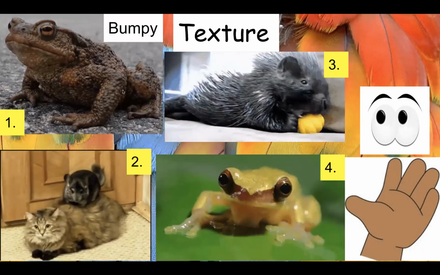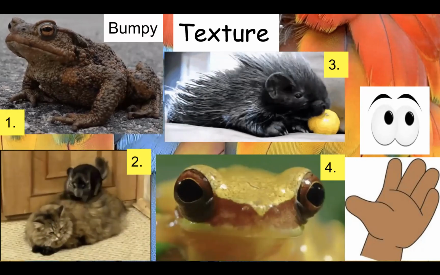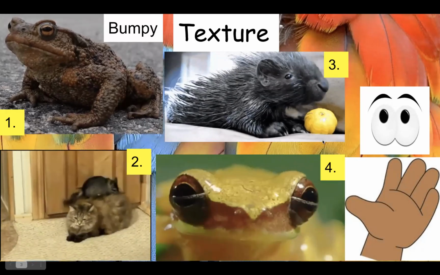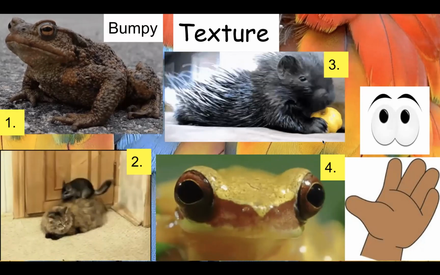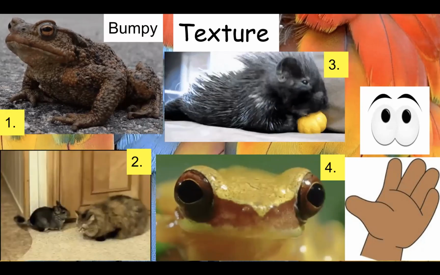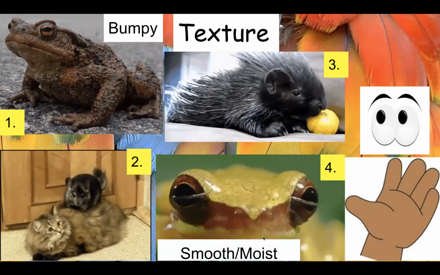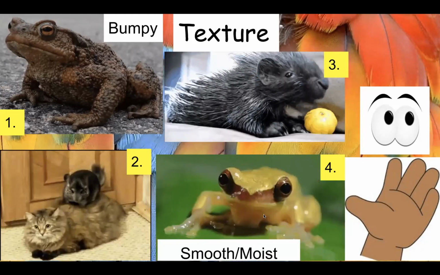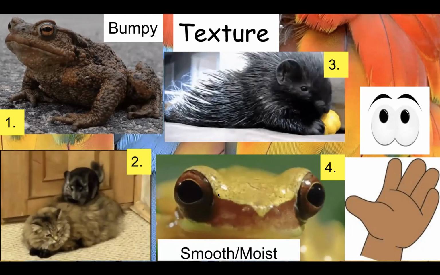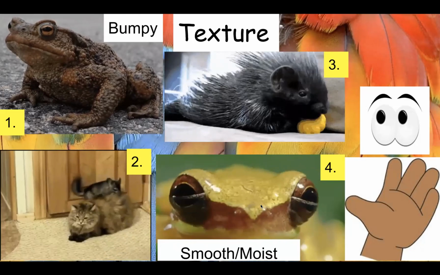The next word is smooth and moist. Moist means it's almost wet. So look at these other animals. Which animal number do you think might be smooth and moist or just a little bit wet if you were to touch it? And hopefully you guys said animal number 4. This is a frog. And I know it probably looks moist because look how shiny or glistening it looks under the light. So there's our smooth and moist frog.